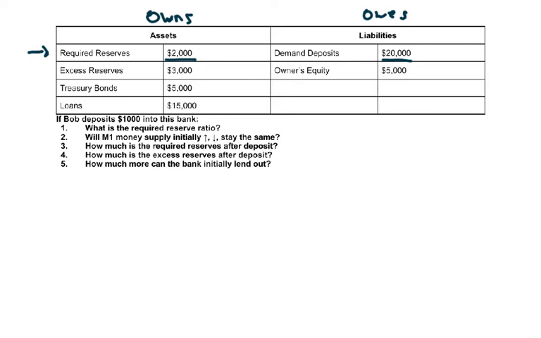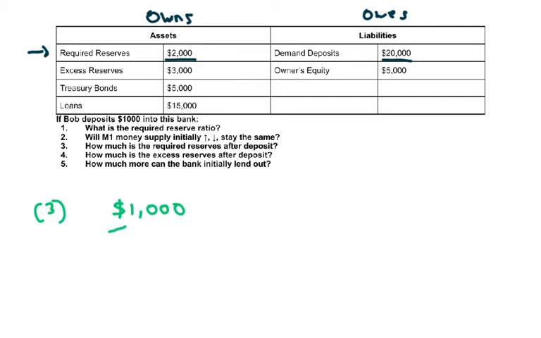Let's do green now. So for number 3, it says how much is the required reserves after the deposit. So in other words, we need to recalculate what the required reserves are based upon depositing that $1,000. So not as difficult as it may seem. So we know that Bob deposits $1,000 into the bank, right? And so when the bank receives this $1,000, the first thing they're going to think of is, oh my gosh, we've got to make sure we meet the reserve requirement with this deposit.